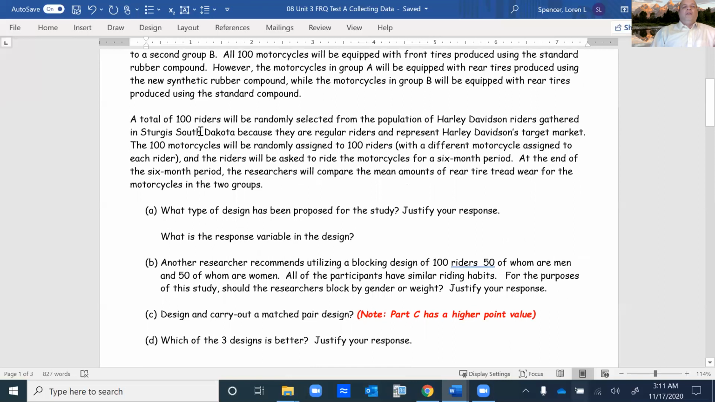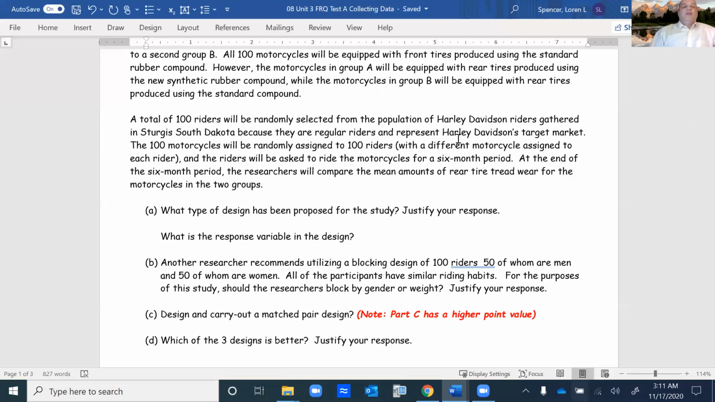A total of 100 riders will be randomly selected from the population of Harley-Davidson riders gathered in Sturgis, South Dakota, because they are regular riders and represent Harley-Davidson's target market. Basically, they selected 100 riders that are representative of the people they want to sell to.